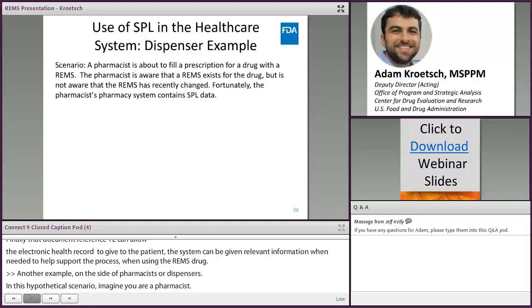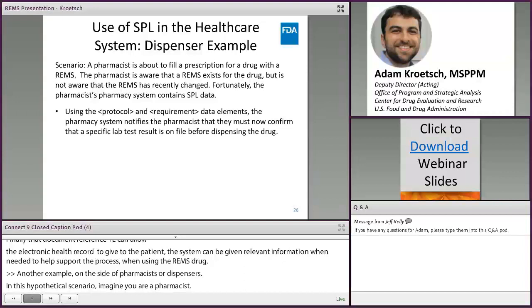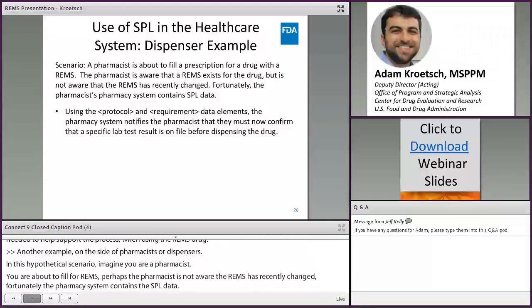Fortunately, the pharmacist's pharmacy system contains that structured SPL data. So by taking a look at the protocol and requirement data elements, that pharmacy system can note that the pharmacist must now confirm that a specific lab test result be on file before they can dispense the drug. And the system can go even further than that.